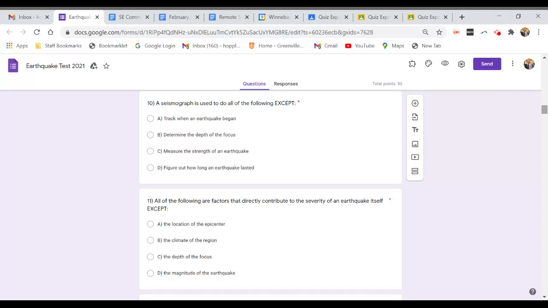Question 10. A seismograph is used to do all of the following except what? Track when an earthquake began, determine the depth of a focus, measure the strength of an earthquake, or figure out how long an earthquake lasted.